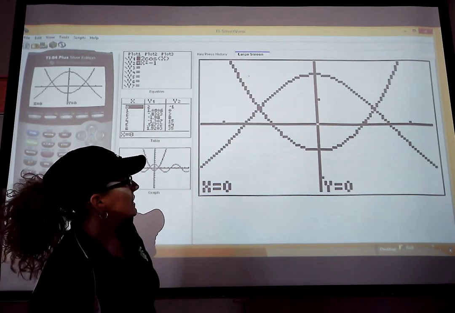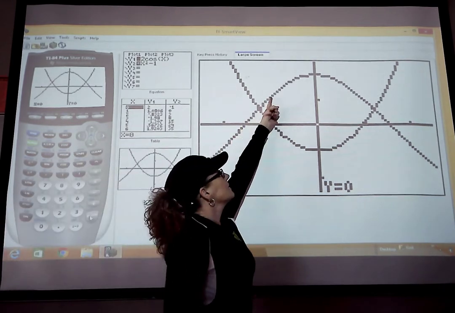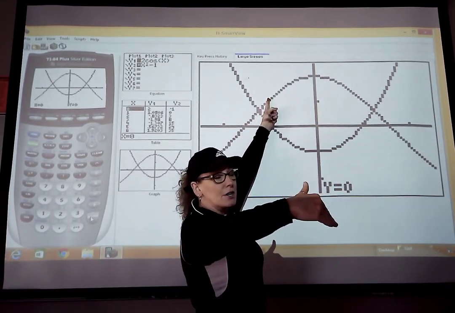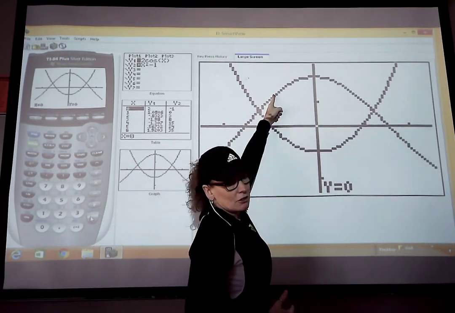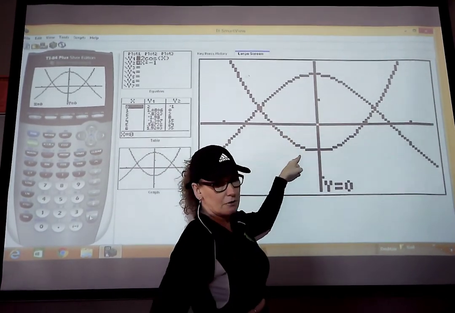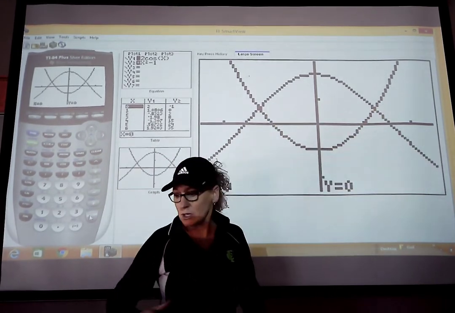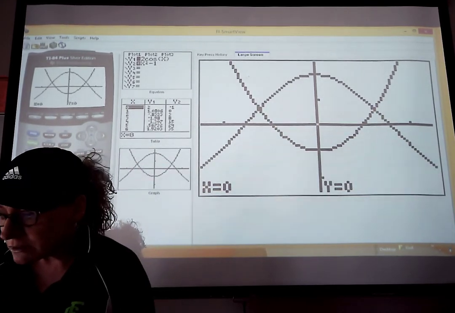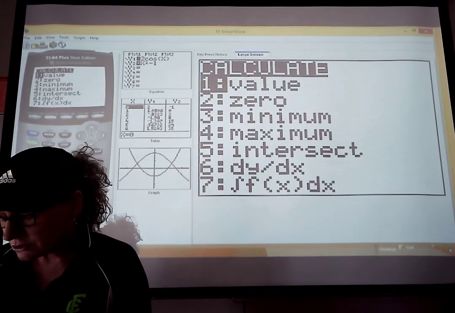So we can see that the cosine function is actually on the top. The parabola is on the bottom. So when I set up my integral, I'm going to go trig minus parabola. And we need to find these two intersections. So I'm going to do calculate, intersection, choice 5.